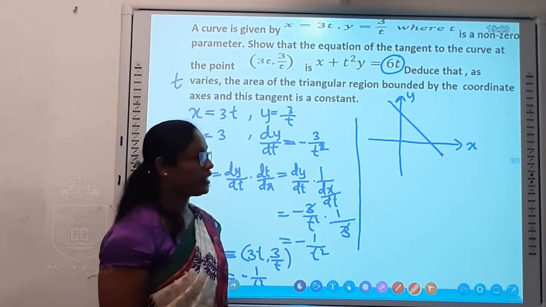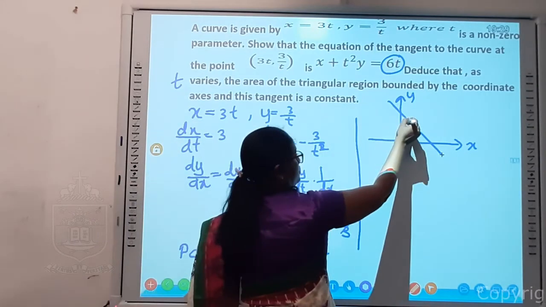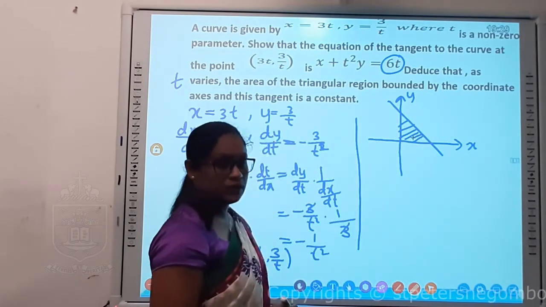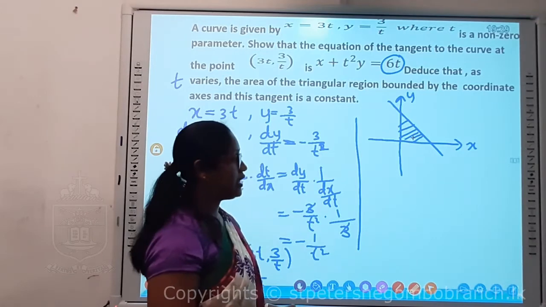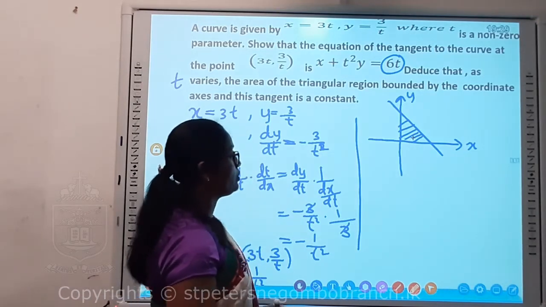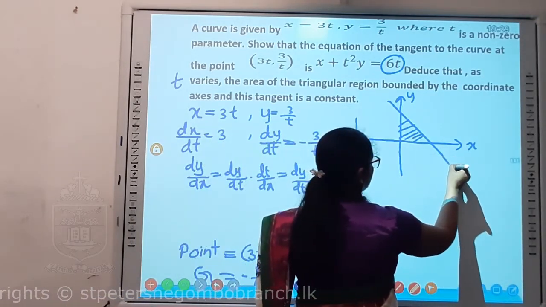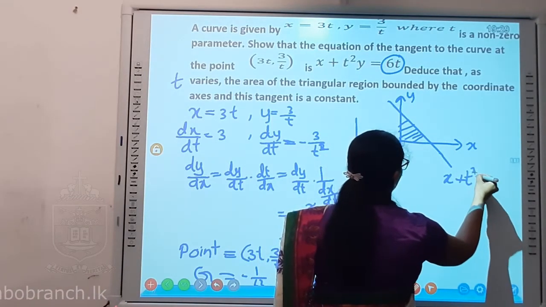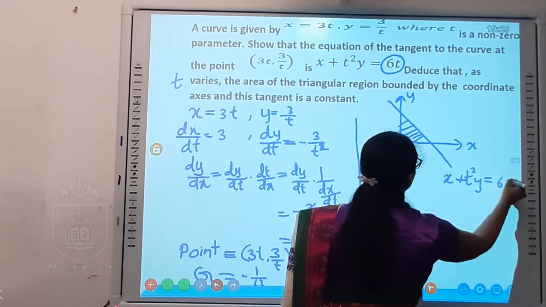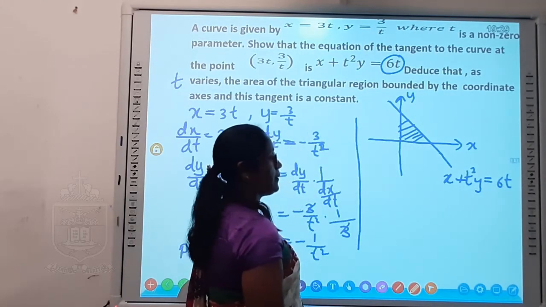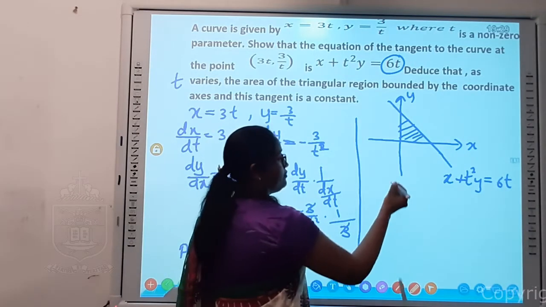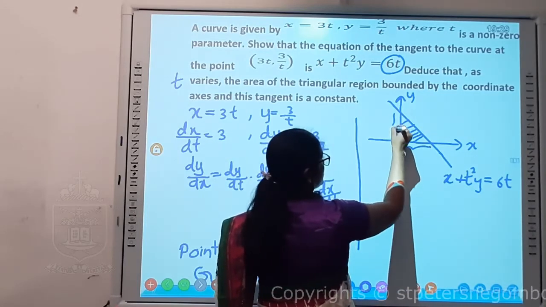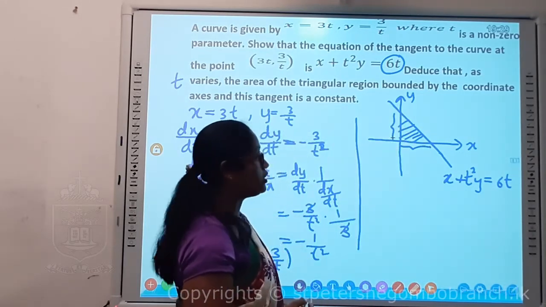Now you can see the triangular area. See? Now we want to prove the area of this triangular part is a constant. That means that it does not depend on the value t, right? Anyway, we know the equation of this line. It is x plus t squared y is equal to 60. Right? This is the equation. Now to find the area, I should know this length and also this length, so I can use the basic formula to find the area.